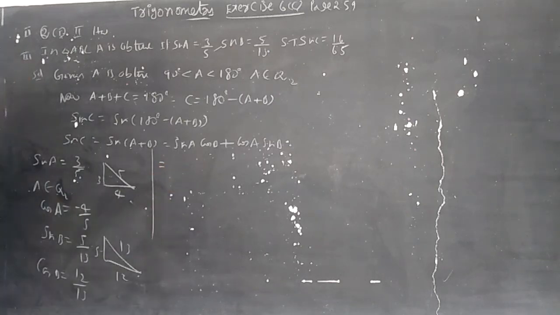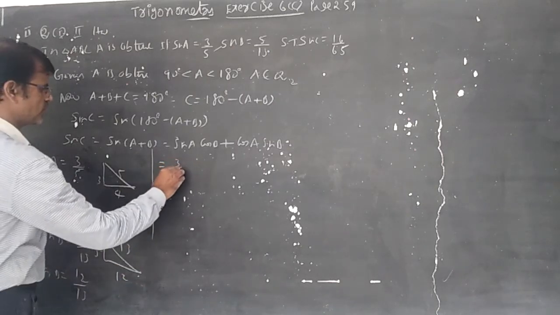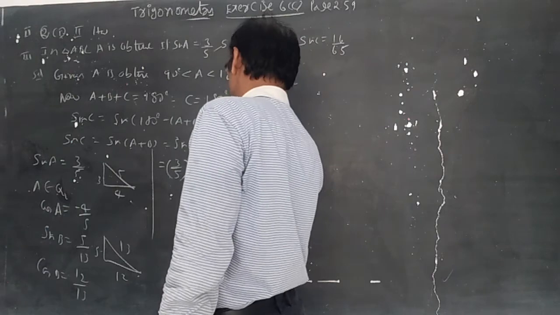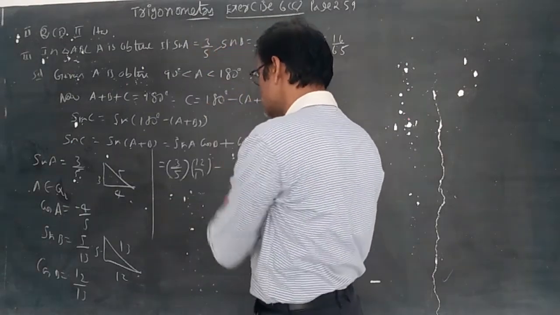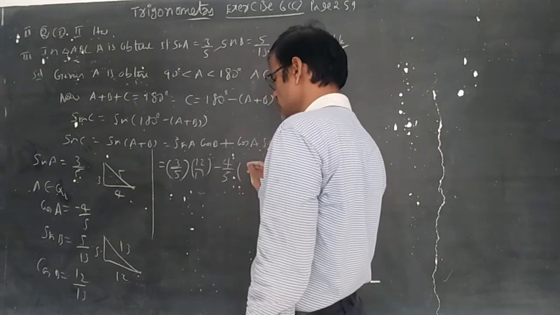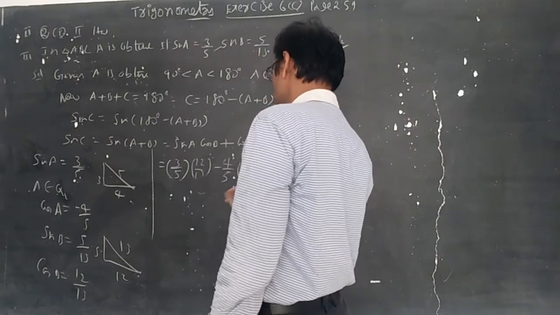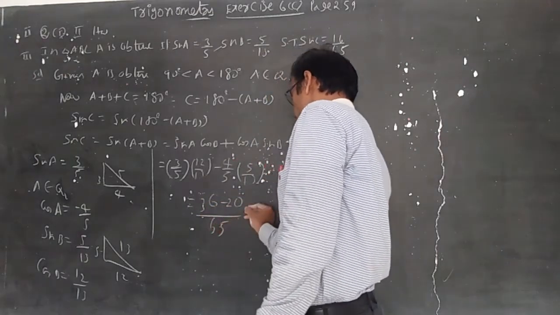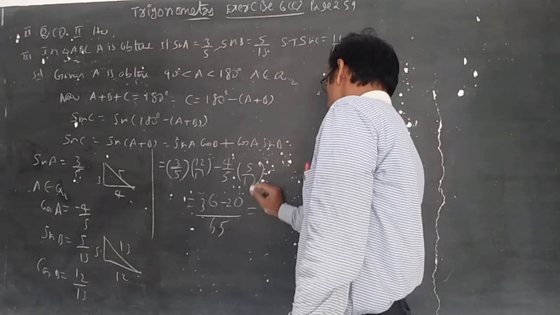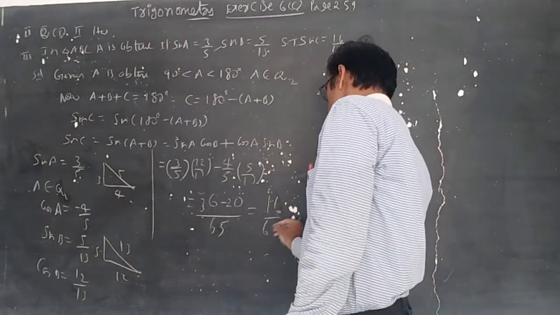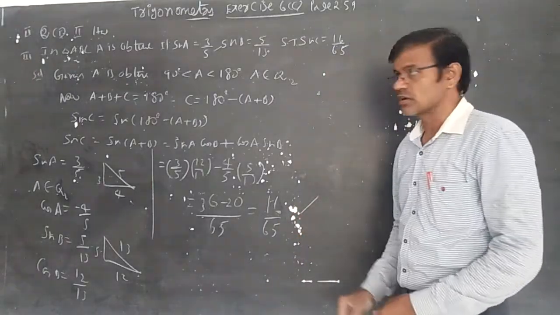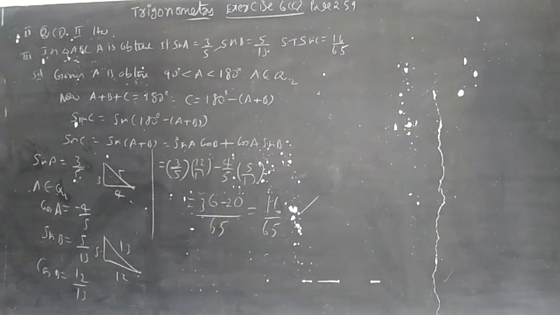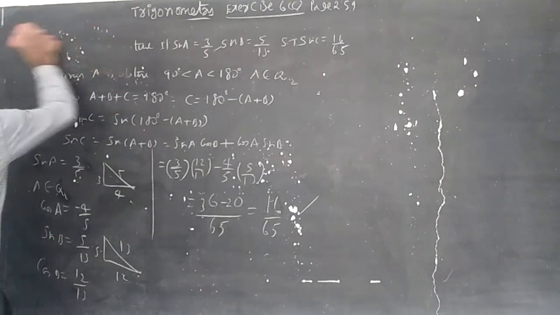Apply the values here. Sin A value 3 by 5 into cos B value 12 by 13. Here cos A is minus 4 by 5 into sin B is 5 by 13. So 3 12s are 36, minus 4 5s are 20, over 65. 36 minus 20 gives 16. So the value is 16 by 65. Correct. Exactly. We got the value of sin C.